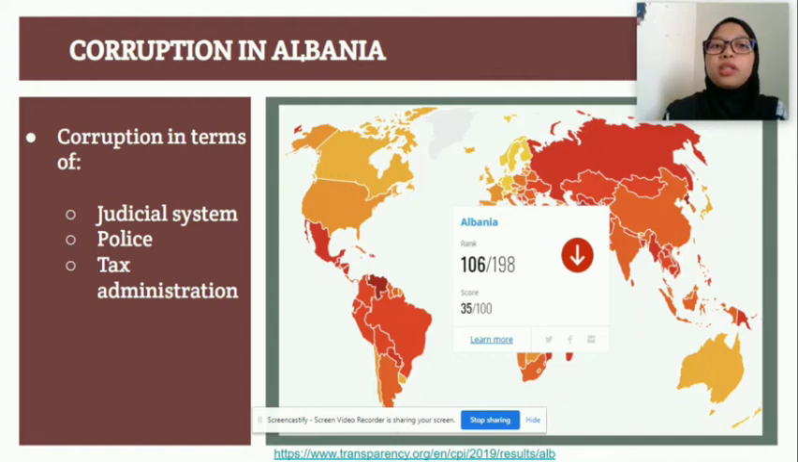Okay, so for corruption in Albania, I divide it into three in terms of the judicial system, police, and tax administration. Okay, in terms of the judicial system, corruption in the Albanian judicial system is widespread and a very high risk for businesses. Bribes are often exchanged for favorable judicial decisions, and judges and prosecutors lack accountability. The process of appointing judges is also influenced by corruption.